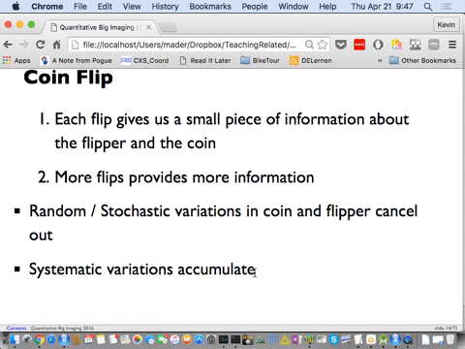And so the idea is that the random stochastic variations, if the coin's not perfectly round, if it's not balanced out, or if your hand flipping is a little bit different every time, these tend to cancel out, but systematic variations accumulate. And so that's why more flips gives you more information. So if your variations weren't all random and stochastic, then more flips wouldn't actually give you more information.